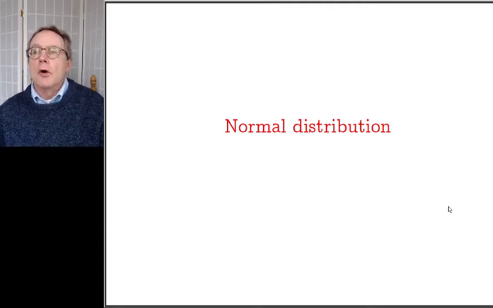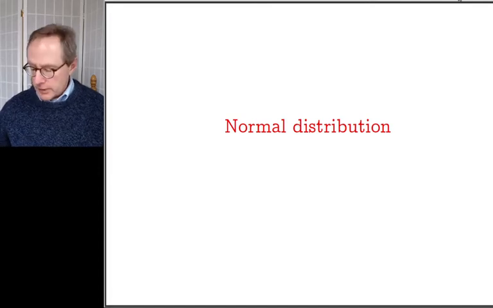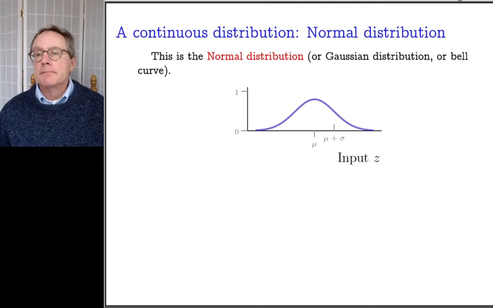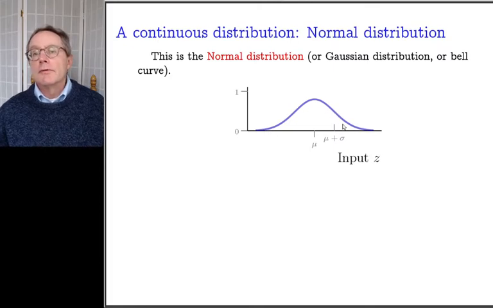Okay, so we're going to go back and talk about the normal distribution again. Even though we visited it earlier, we're going to revisit it now because it plays a role in the rest of the book. So remember that the normal distribution is a continuous distribution, and it's what people often refer to as a bell curve, sometimes a Gaussian curve.